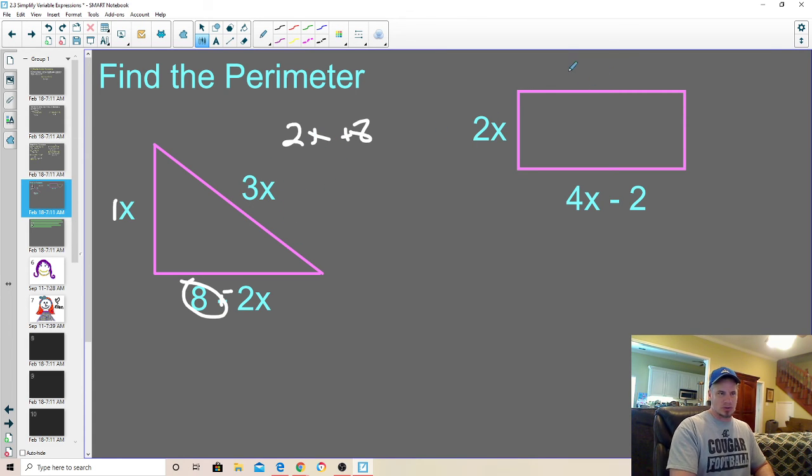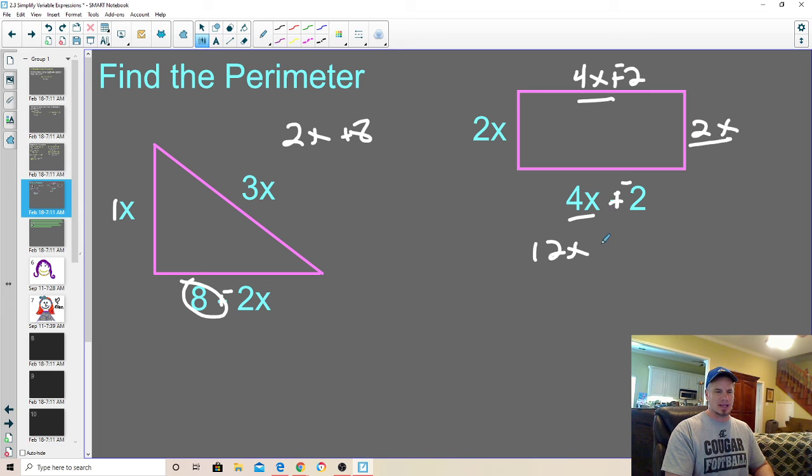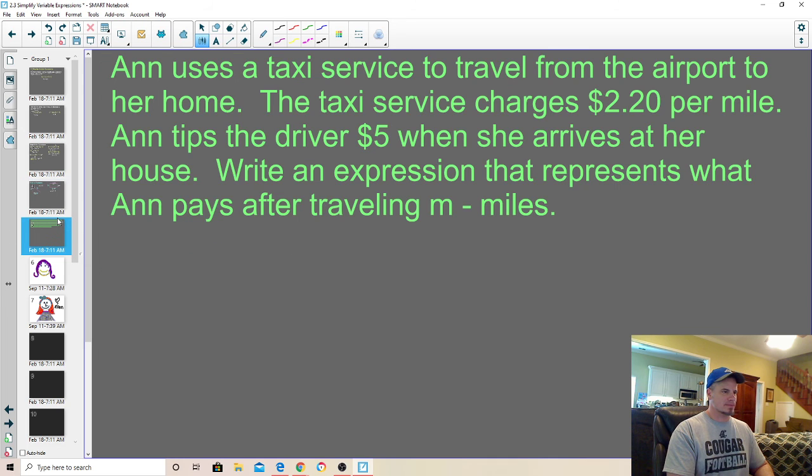Okay, with a rectangle, there's 4 sides, so I've got to label. I'm going to go ahead and label all sides. Now, add like terms. 4x plus 4x, that's 8x, plus 2x is 10x, plus 2x is 12x. Okay, that gives us 12x. Then, keep it, change it. Okay, so negative 2 and negative 2 gives me negative 4. 12x plus negative 4.